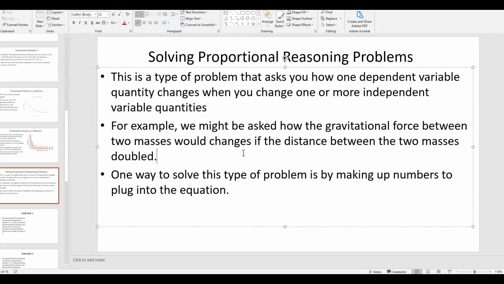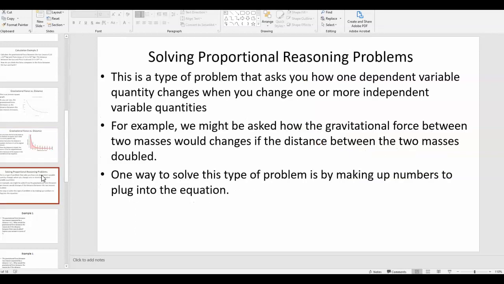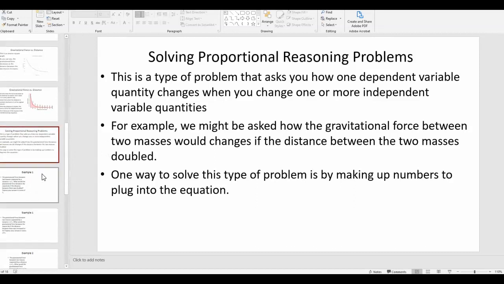Okay, so for example, we might have a question where it says, how does the gravitational force between two masses change if the distance between the two masses doubles? Either you could happen to remember the answer, because we did talk about it on the last slide. We know the answer should be that it's 1/4 of its original amount. Or another way to approach that is to take the equation and make up numbers to plug into it. And so we're going to do some examples of this proportional reasoning right now.